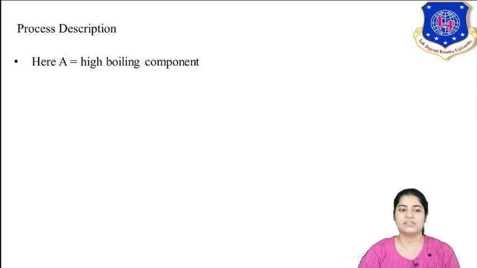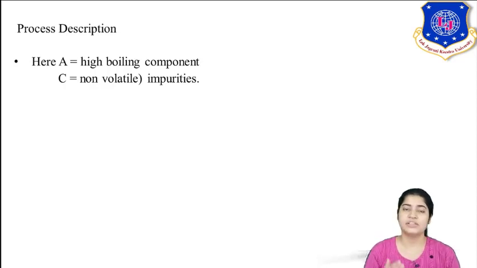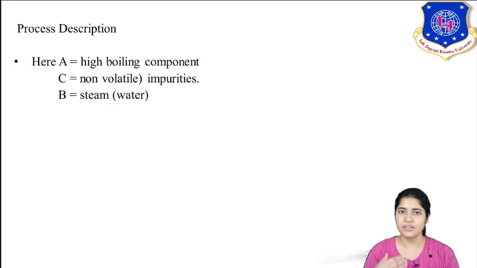So what do you do in steam distillation? Before that, let's have a look. It is used for what kind of system? A system in which A is a high boiling component. It is not highly volatile; its boiling point is very high. We use steam distillation for a system in which the component we have to separate out is a high boiling component in a mixture with a non-volatile impurity. So A is my high boiling component, C is the non-volatile impurity. B is what? Steam. Steam I am adding externally.